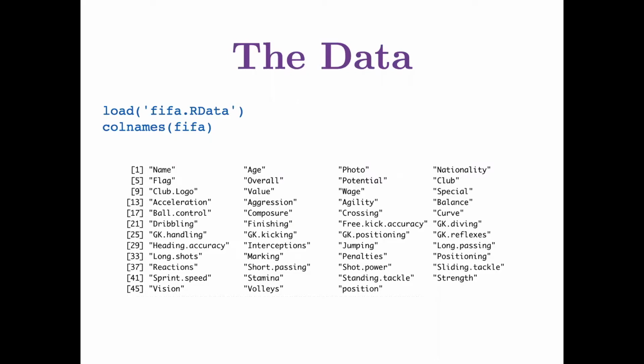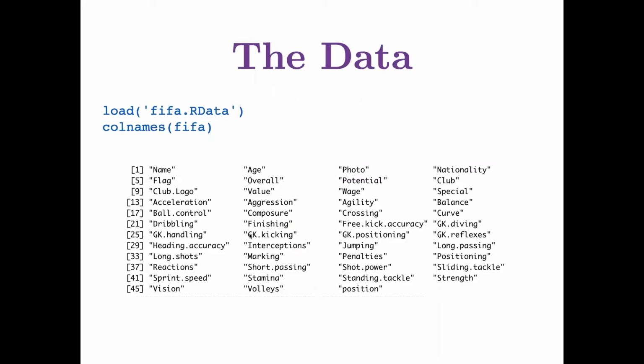Potential, I'm actually not sure what that is. Club logo. And then after special here, where you see the number 13, starting here, you have scores from 0 to 100, measuring different player abilities. So how well can they accelerate, be aggressive, finish, mark, make interceptions, what's their stamina like.